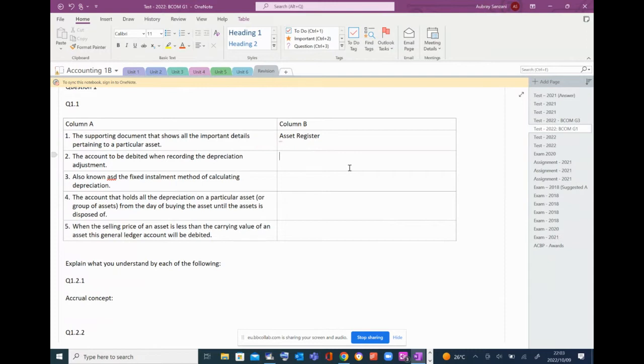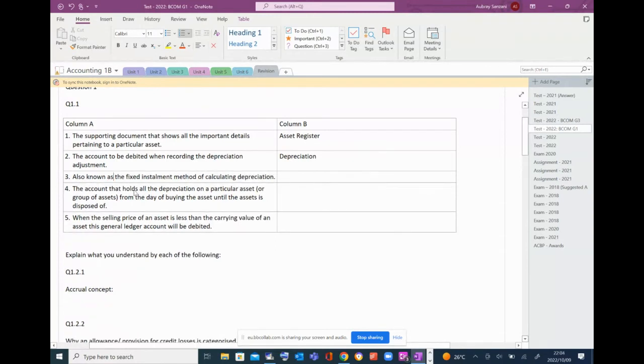It's depreciation. It's fine, you can keep your script. But make sure you remember this, okay? It's depreciation. All right. Then the next one, also known as, this is supposed to be as, all right? The fixed installment method of calculating depreciation.